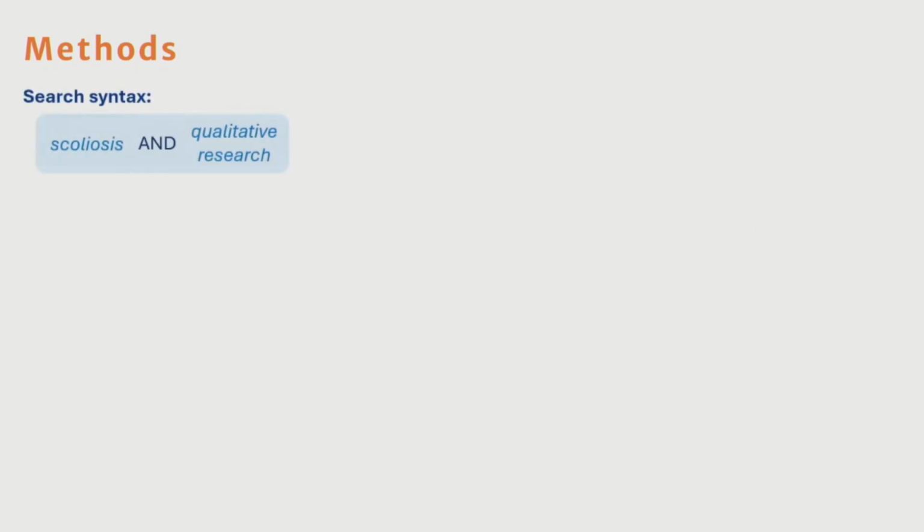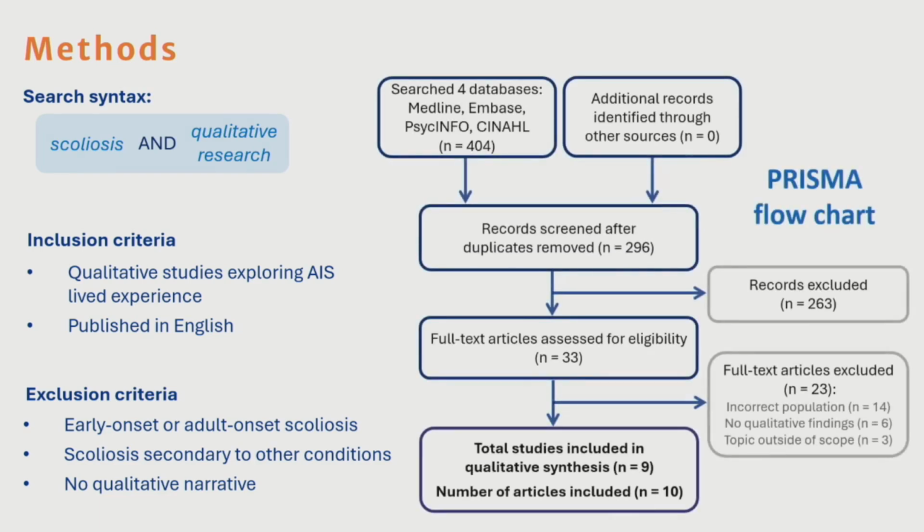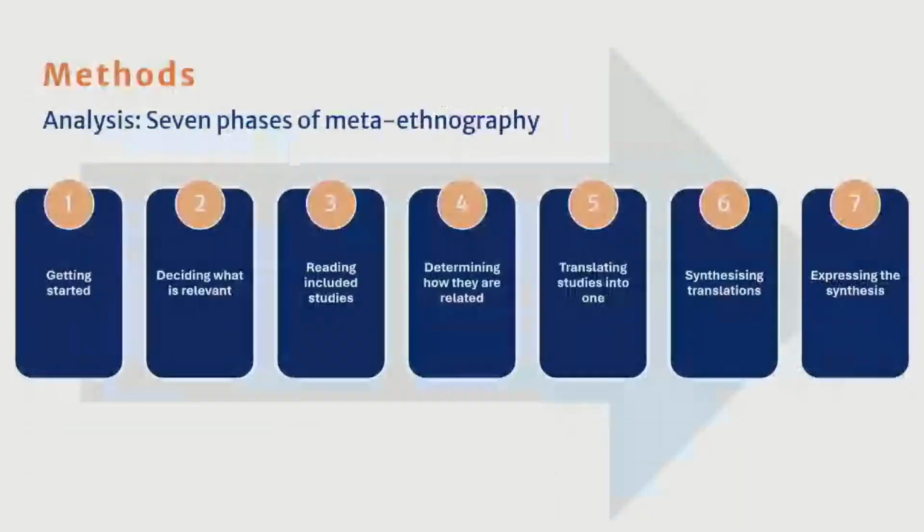So first of all, we did a systematic search with all the terms around scoliosis and qualitative research. And we included studies published in English. We excluded specifically early onset or adult onset scoliosis and those conditions that cause scoliosis that weren't specifically AIS. And just briefly, we searched 4 databases. We came up with 404 articles, and included were 9 studies that were unique and 10 articles.